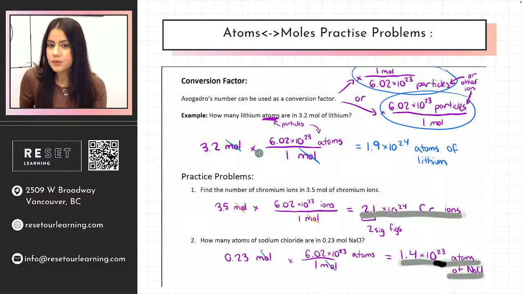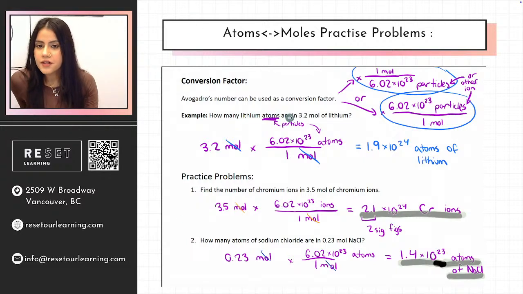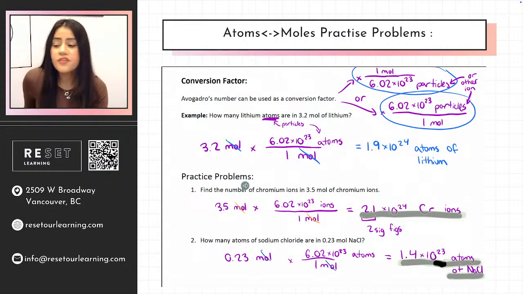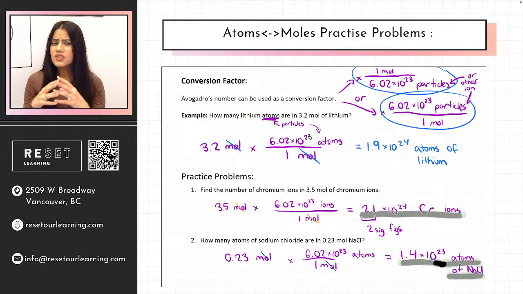Let's look at an example. How many lithium atoms are in 3.2 moles of lithium? Now our given is basically moles. Remember the fraction I told you before? You will always have your desired on the top and your given on the bottom. Okay? So in this case, you don't really have to do a balanced equation because it is only talking about the same atom or same element.